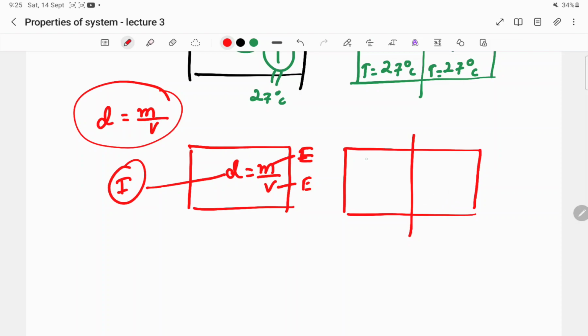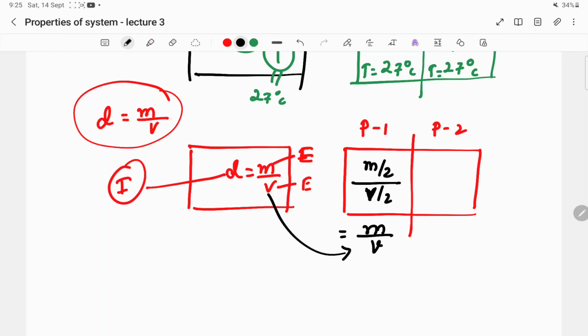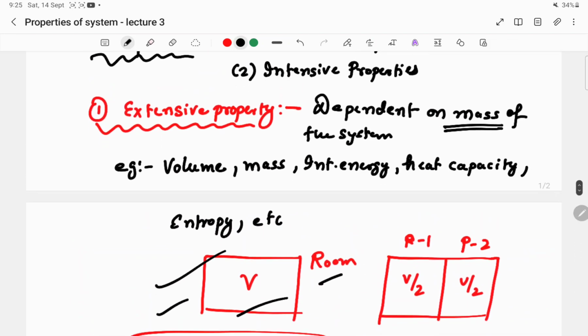If we see, since there is a part 1 room and part 2 room, what is happening here? It will be m by 2 and it will be v by 2. What will it be then? See, it will remain as m by v. You are getting again m by v. And in this part also m by 2, because mass and volume are extensive, so it will be divided by 2, right? As we have done in here, right?